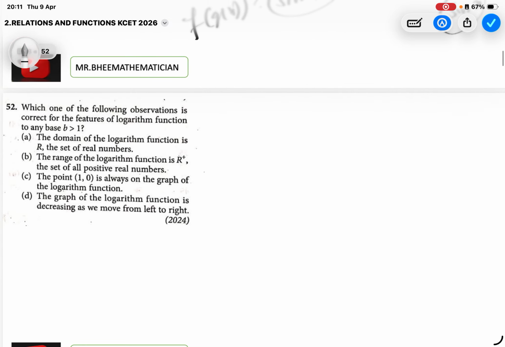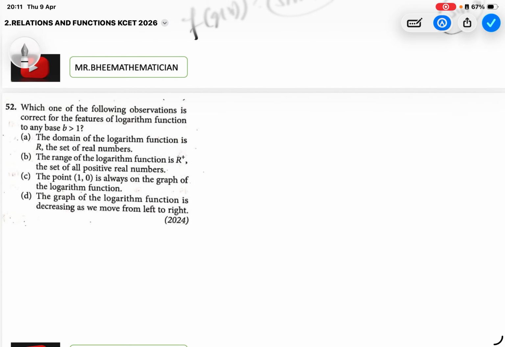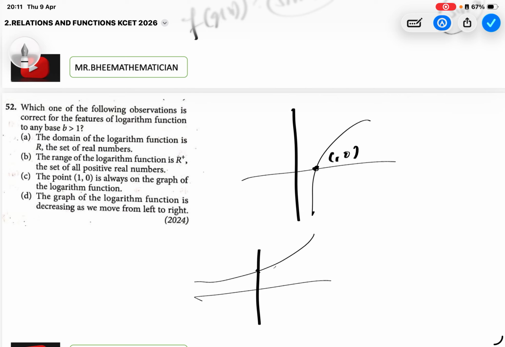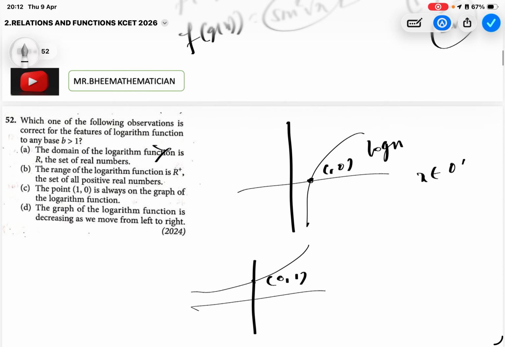And question 52, this is the definition of logarithmic. What is logarithmic? You should draw the graph of the logarithm function. This point is called (1, 0), and for the e to the power function, this point is (0, 1). This is log x. The statement that the domain of the logarithm function is R is wrong. The domain of logarithmic is 0 to infinity. And the range of the logarithm function is R plus, the set of all positive real numbers? No, the range is minus infinity to plus infinity.